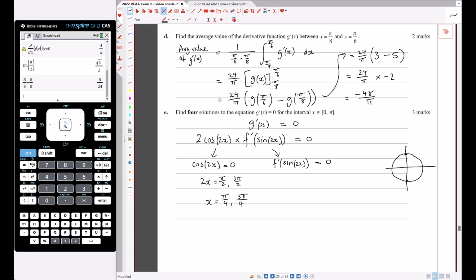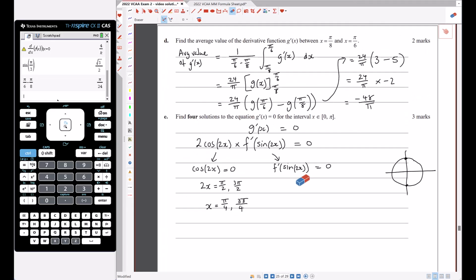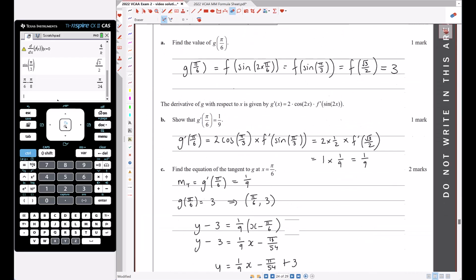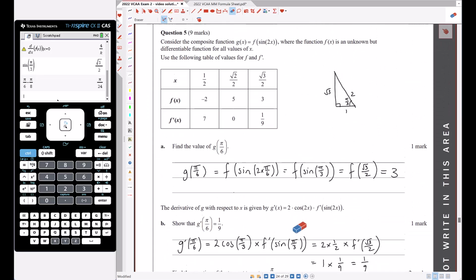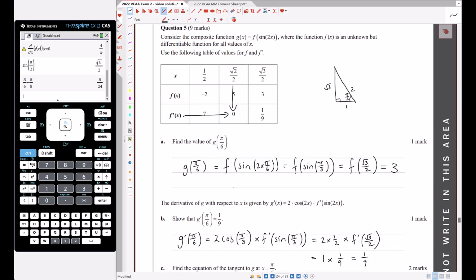So we need to focus on how we can get 2 more solutions from the second part of this equation, that the derivative of f at sine of 2x is equal to 0. So let's go back up and look at the original function. We need the derivative of f to be equal to 0. We know from the table that the derivative of f is equal to 0 when x, the thing inside the function, is root 2 on 2.